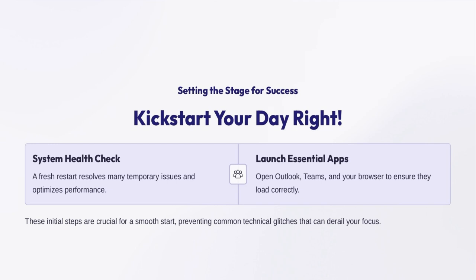And then building right on that, once you're restarted, go ahead and launch your key apps, your Outlook, Teams, your main web browser. And the idea isn't just to open them, right? It's about making sure they load cleanly. Exactly. It lets them establish connections, sync up properly right at the start. It's sort of like your first line of defense against those weird glitches that pop up later. Okay, system restarted, core apps launching. What's the next checkpoint for a smooth start?